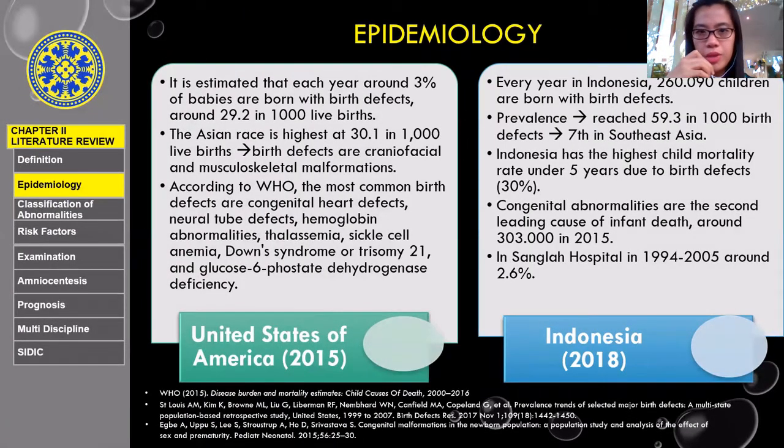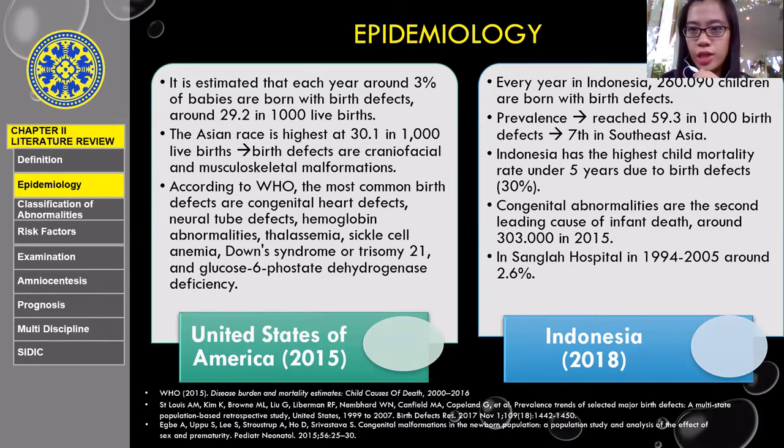For the epidemiology in the United States of America in 2015, 3% of babies were born with a birth defect, around 29 in 1,000 live births. By race, the Asian race is the highest in America. According to WHO, the most common birth defects are congenital heart defects, neural tube defects, hemoglobin abnormalities, thalassemia, sickle cell anemia, Down syndrome or trisomy 21, and glucose-6-phosphate dehydrogenase deficiency.